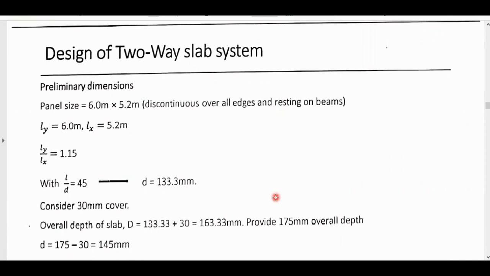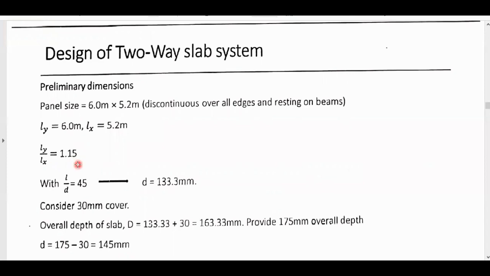First we will get the Ly by Lx ratio, to check whether it is a two-way slab or one-way slab. As it is mentioned here, panel size 6 meter by 5.2 meter, it will be two-way slab, because Ly by Lx, if we calculate it manually, will be 1.15, which is less than 2. So we can say that this is two-way slab.